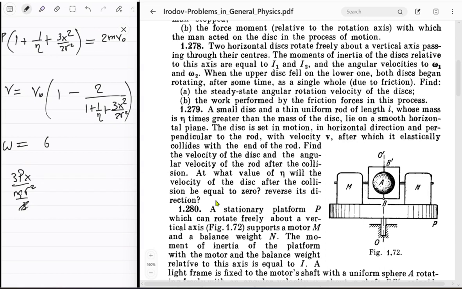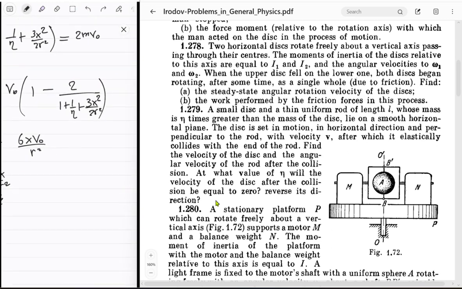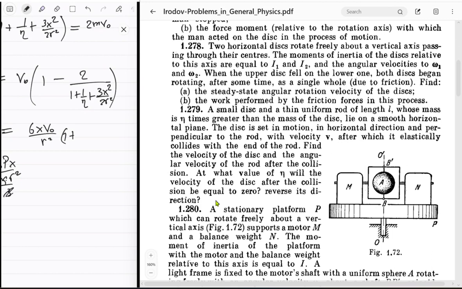We got 6, and then m cancels, I guess. 6x v naught upon r squared. Is that right or not? Yeah, that's supposed to be correct. These are all just pure numbers, so yeah, looks good. And then you want this thing, 1 upon all that, right? So let's put this power of -1. You got all of this, 1 plus 1 upon eta plus 3x squared upon 2r squared to the power of -1.